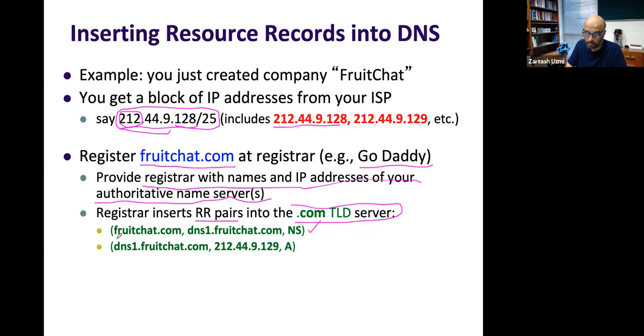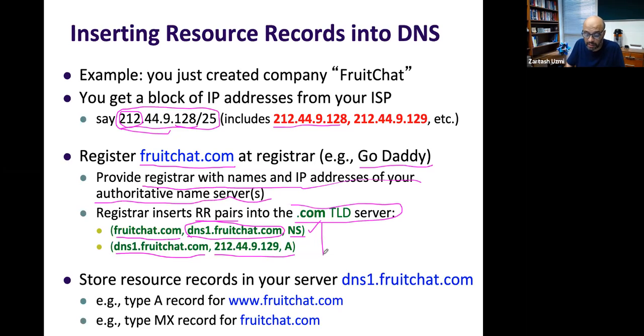Then that TLD server will say, I don't have that translation for submachine.fruitchart.com. However, what I can do is tell you that for fruitchart.com, there is an NS type of record. That means dns1.fruitchart.com is the machine that will translate everything for you about fruitchart.com. And by the way, the IP address of dns1.fruitchart.com is this. These two records will go into the TLD server, and after that you will store the resource records in your server dns1.fruitchart.com, which is hosted on your domain; you yourself will have hosted it on your network.